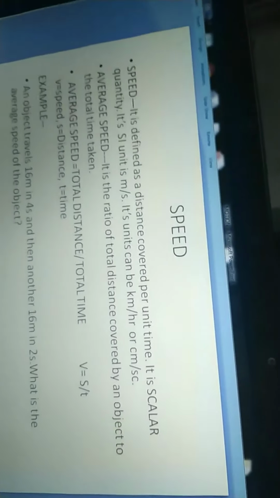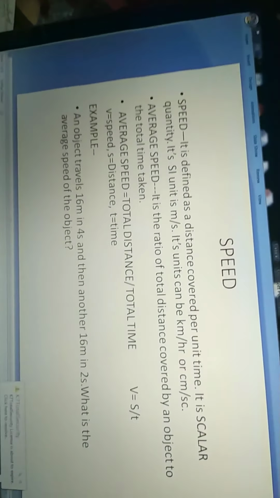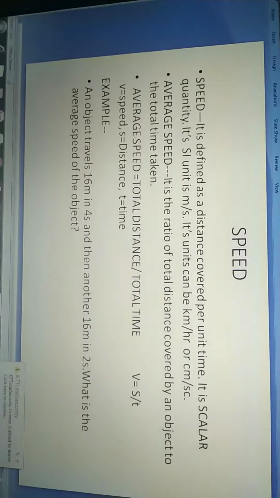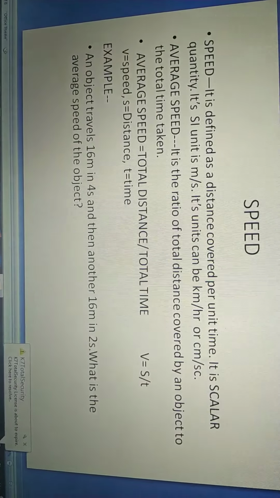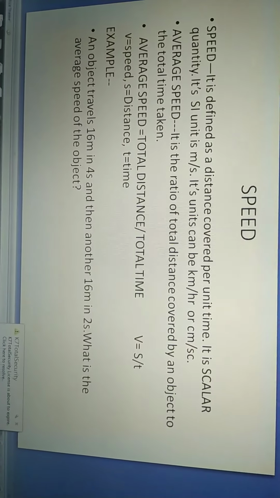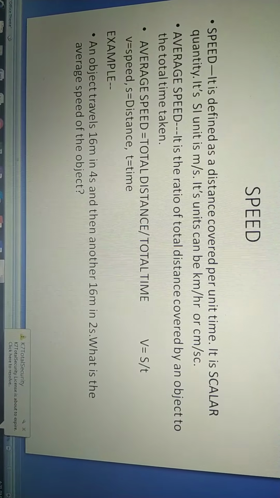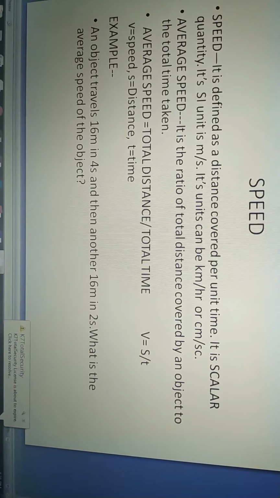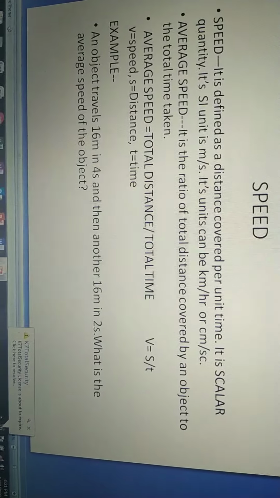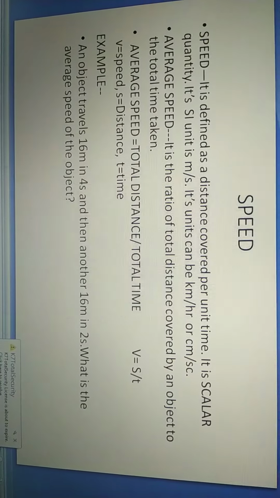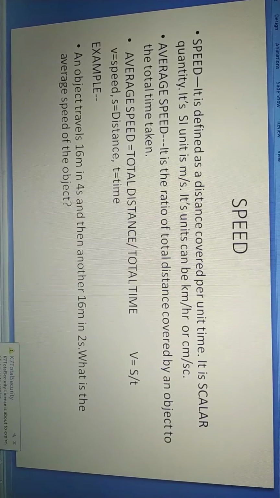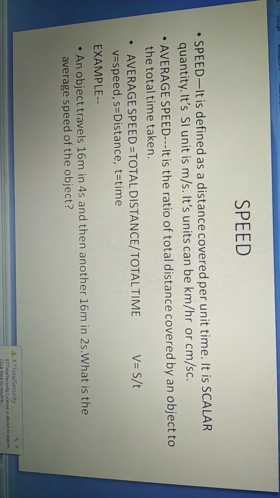In this topic we will study about the speed of the object. Speed is defined as the distance covered per unit time. It is a scalar quantity, children. It needs magnitude only. It does not need direction. Its SI unit is meter per second, and its unit can be larger units like kilometer per hour, or smaller units like centimeter per second.